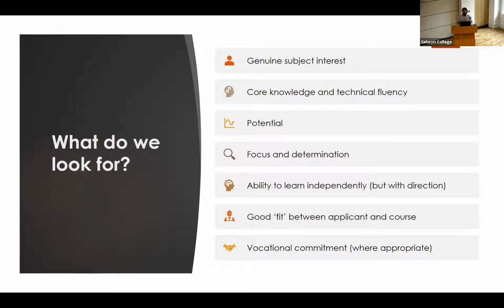We want a good fit between the applicant and the course. So you've got to be doing, like I say, the right course for you, what feels like the right thing that will get you where you want to go. And in some cases, we might be looking for vocational commitment. So I'm thinking of medicine, veterinary, architecture, where there also needs to be a demonstration that you've engaged with the career to some degree. And again, there has to be that caveat of it's been very difficult with the current situation, but they're all things that we are potentially looking for and things that you should be aware of.